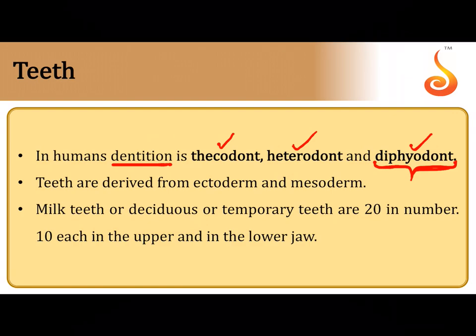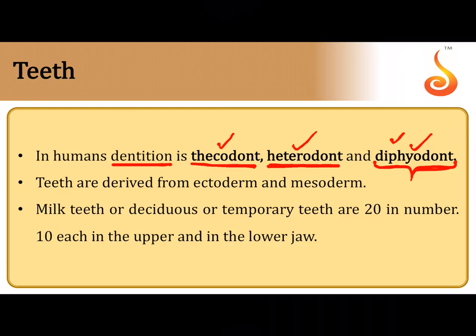So remember, human teeth are thecodont because teeth are located in sockets or alveoli of the jawbone, and not directly attached to the bone. Heterodont because there are different types of teeth, and diphyodont because we develop two sets of teeth. One is the milk teeth, or the temporary set, or the deciduous set, and the second one is the permanent set, which is referred to as the adult set.